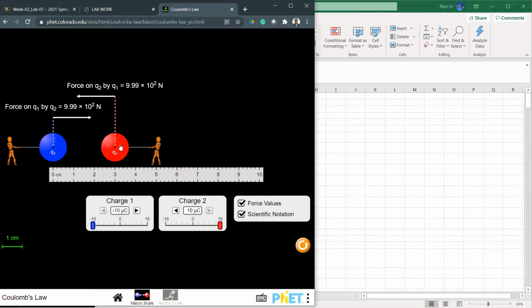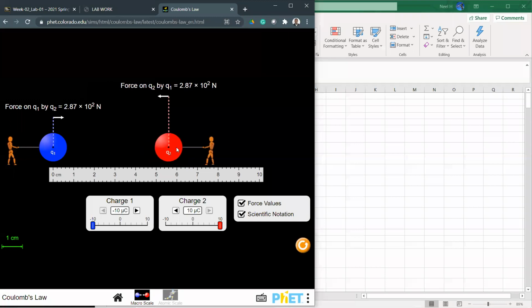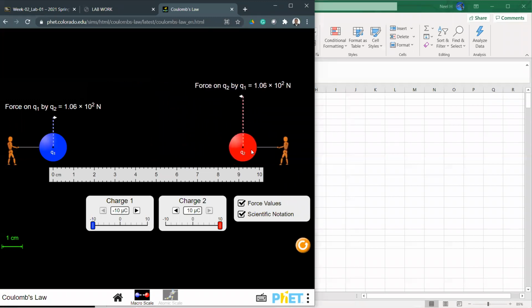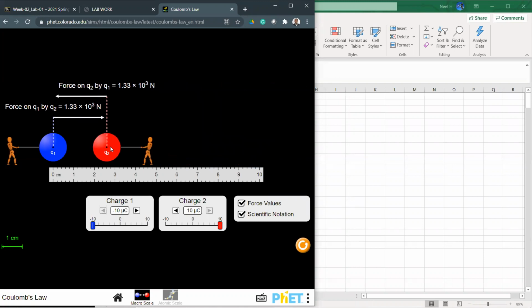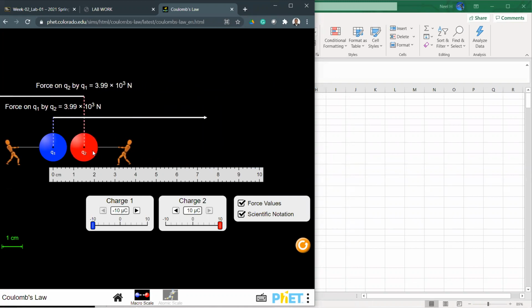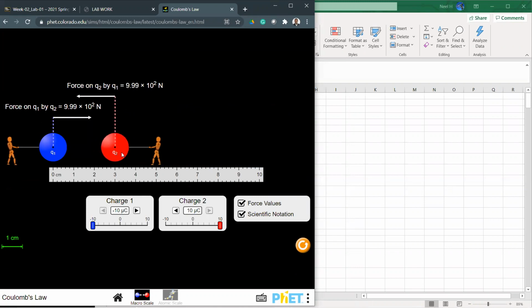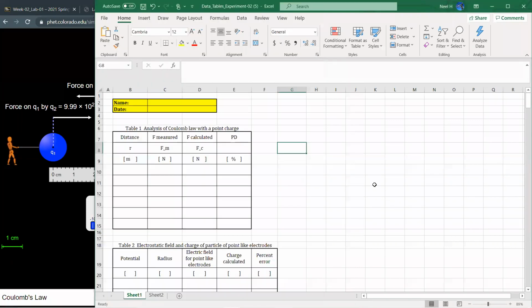You can get the idea if you click the red, positive charged particle and bring it further away from the negative. You can see the force value getting very much smaller, the force vector getting much smaller as the charged particles separate. If you bring it closer and closer, you can see the force vector getting larger and larger, which means the Coulomb force is getting higher, okay? So that's the part we're going to look at in table number 1.